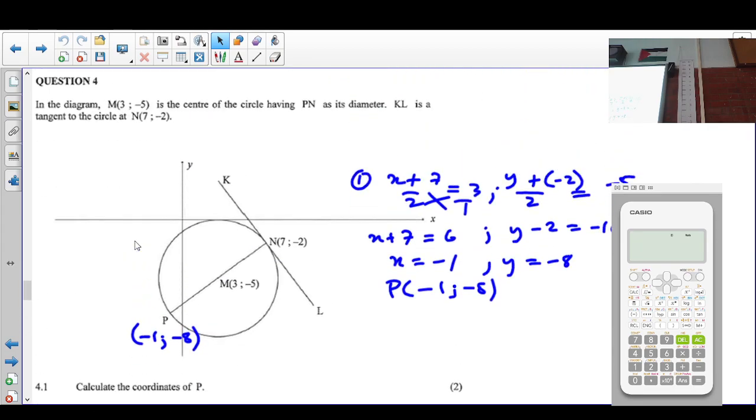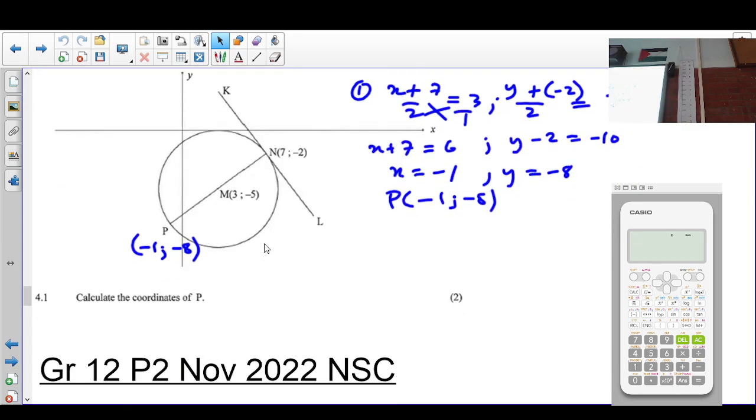question 4.1. So we are told that in the diagram, M, which is (3, -5), is the center of circle having PN as a diameter. So if PN is your diameter, KL is a tangent, so this has to be 90 degrees here. Okay, and then N is (2, -2). The first question says calculate the coordinates of P.